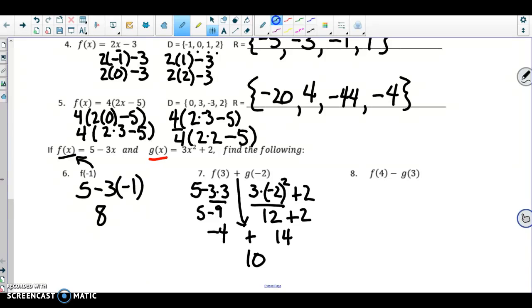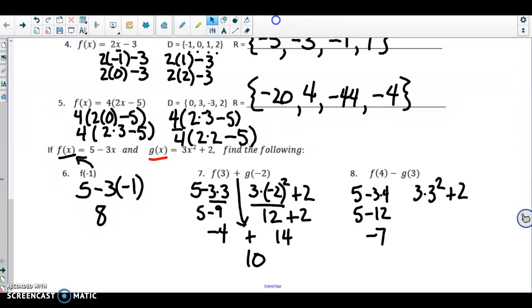All right. And then number 8, f of 4. So I'm going to plug it into that f function again. So 5 minus 3 times 4, or 5 minus 12. And when I take 5 minus 12, I end up with -7. g of 3, I'm going to plug in the 3. So I've got 3 times 3 squared plus 2. Well, 3 squared is 9. 9 times 3 is 27. 27 plus 2 is going to be 29.